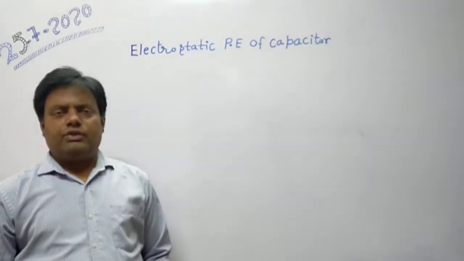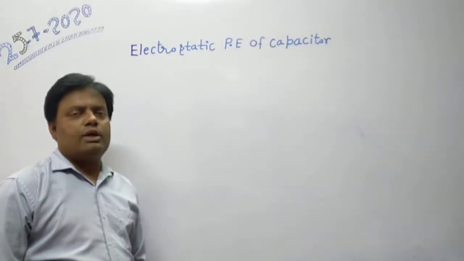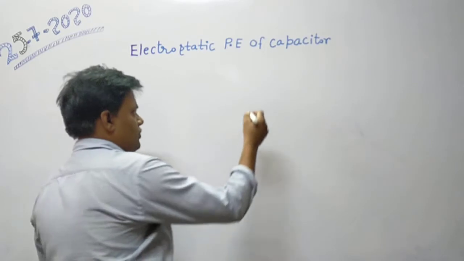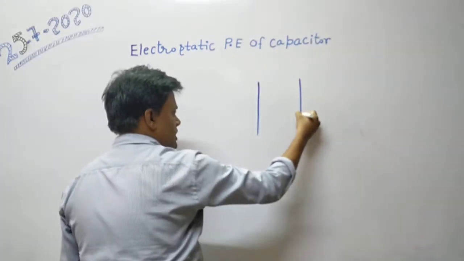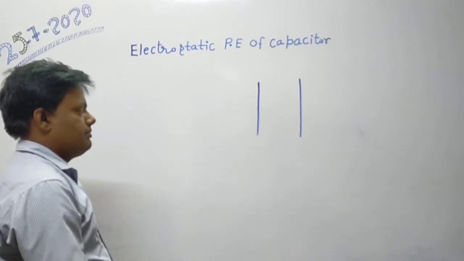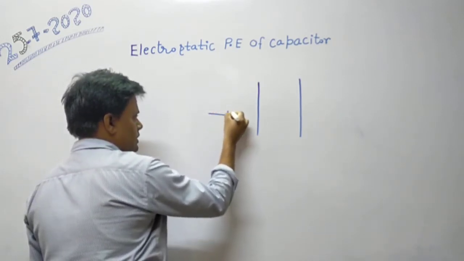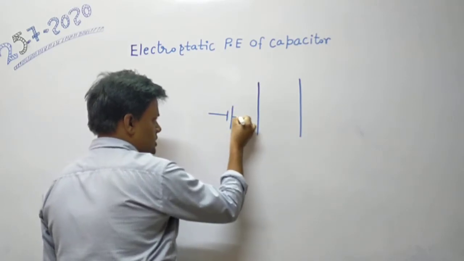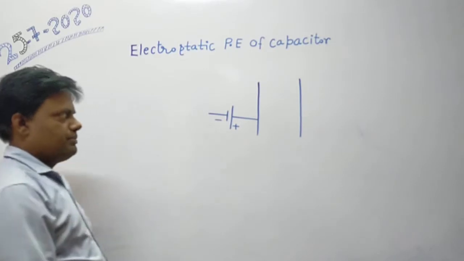Good morning everyone. Today we will discuss the electrostatic potential energy of a capacitor. Now first of all you have to make a capacitor. This is a capacitor plate. You have to connect this capacitor plate with an external source. This is negative and positive.